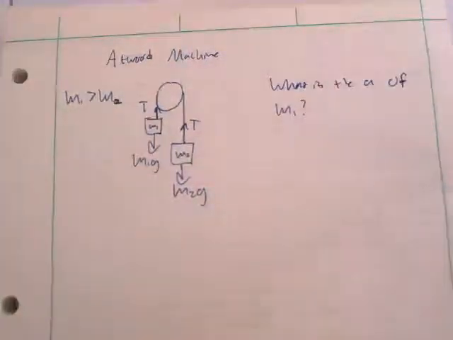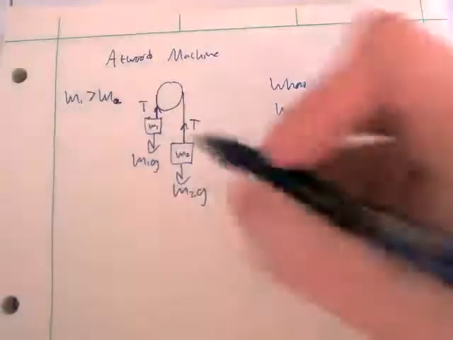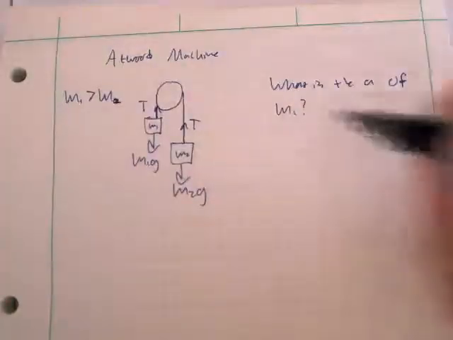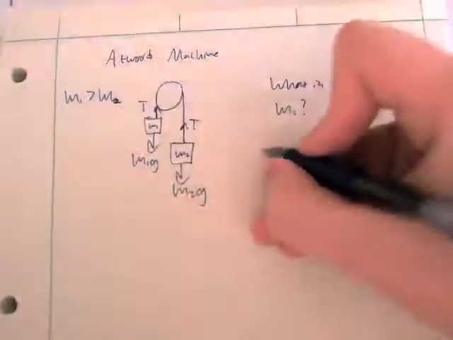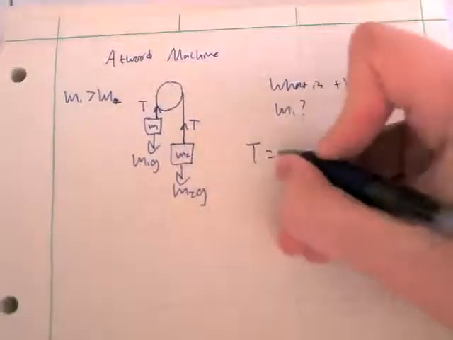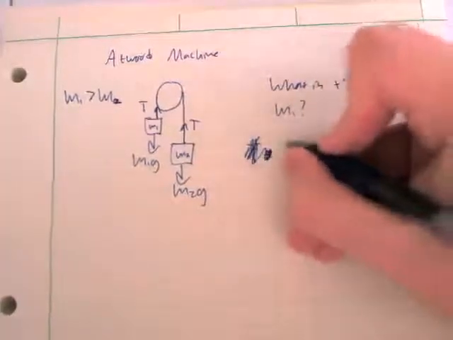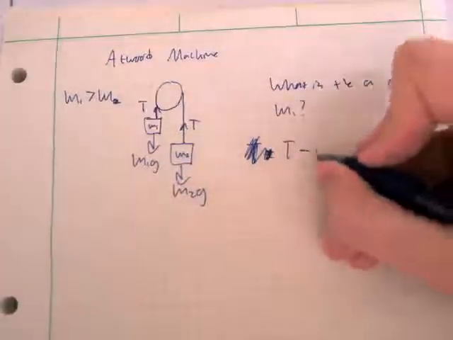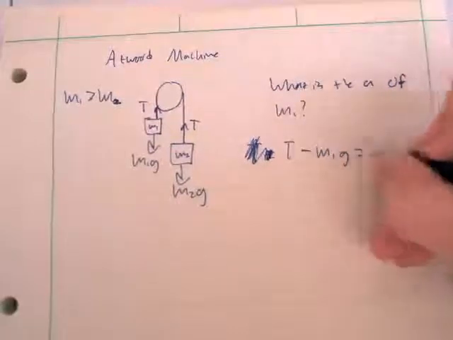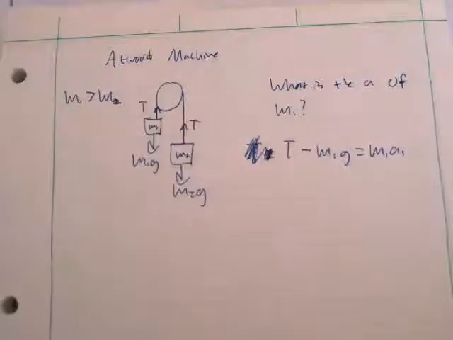We actually only need to work in one dimension for this. All of these forces are either straight up or straight down, so we don't have to worry about any two-dimensional stuff. But we do need to write our Newton's second law equation, F net equals ma, for each of these masses individually. For mass 1, T is pulling up, so we have T minus M1g equals M1a1.